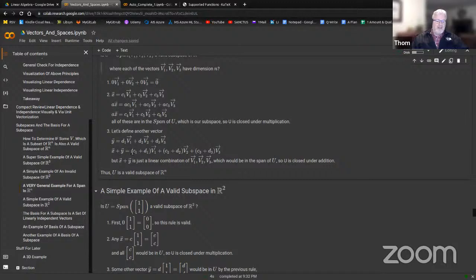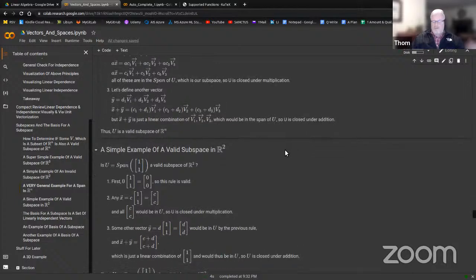If I add those together, I've still just got a scalar multiple on each of these vectors. Because X plus Y just ends up being a linear combination of these, which would still be in the span of U, so U is closed under addition.